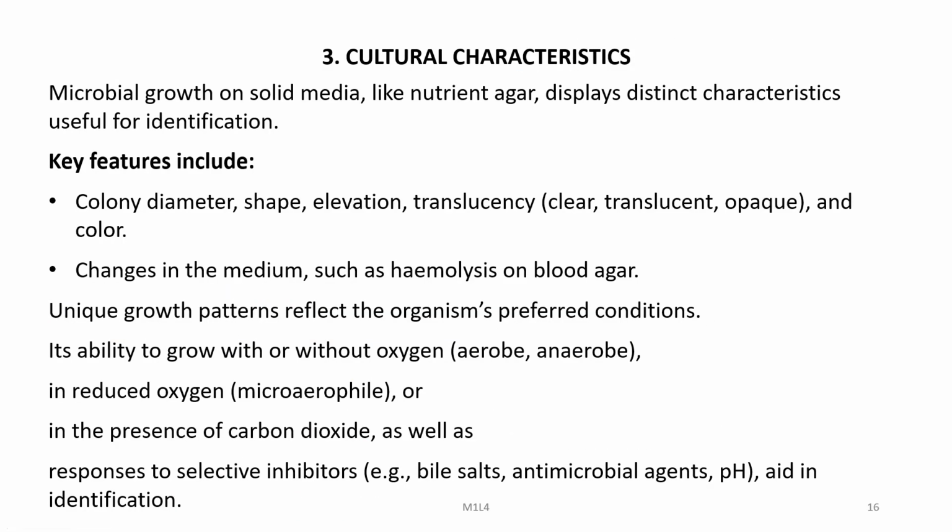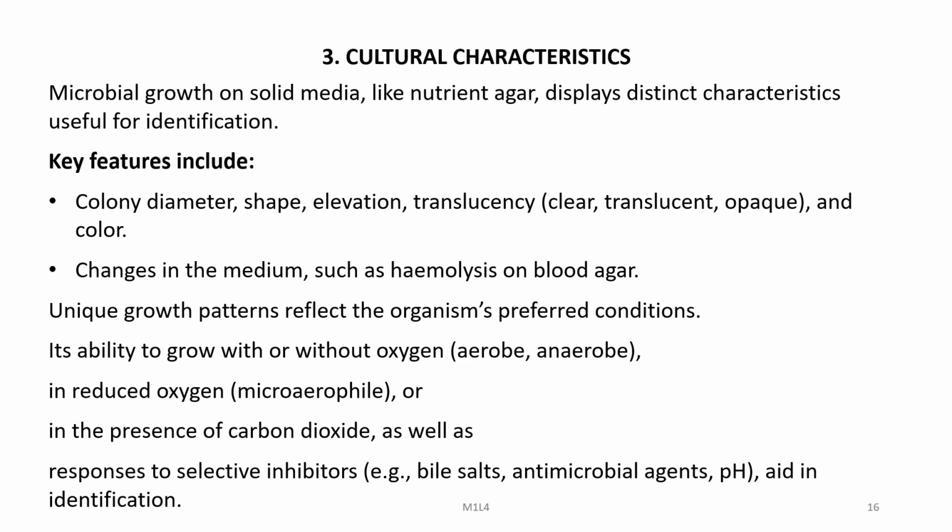The third is the cultural characteristics. Microbial growth on solid media like nutrient agar displays distinct characteristics which can be used for identification. Some of the key features include the colony diameter, shape, elevation, transparency, whether it is clear, translucent or opaque, and the color. Changes in the medium such as hemolysis on blood agar.